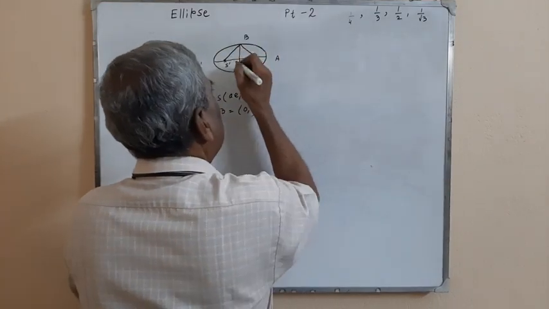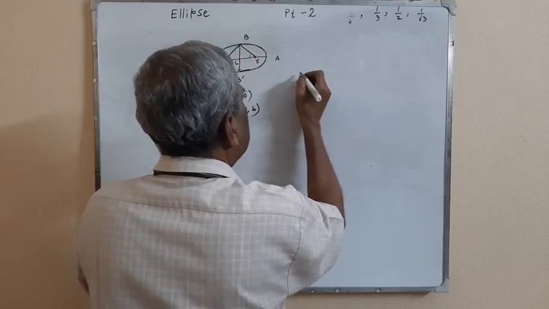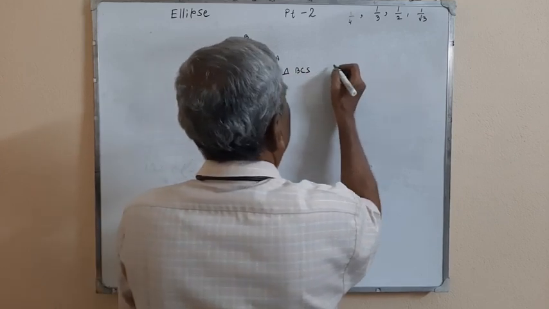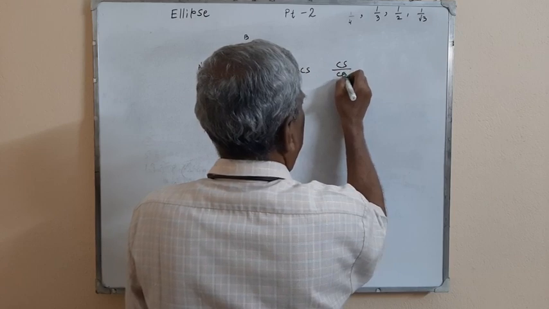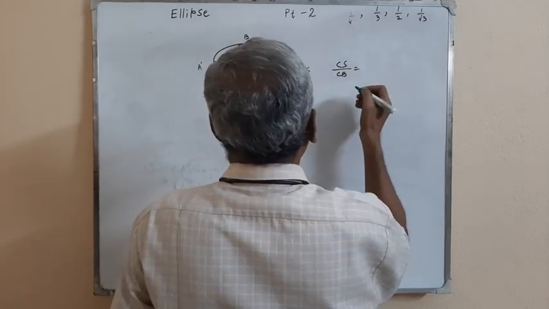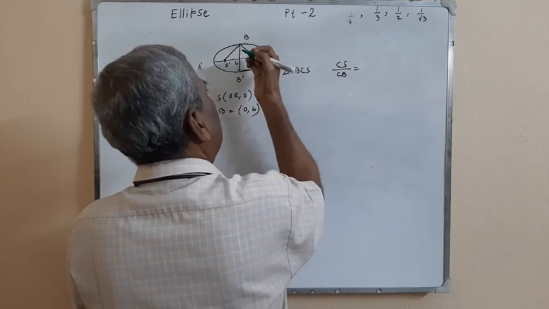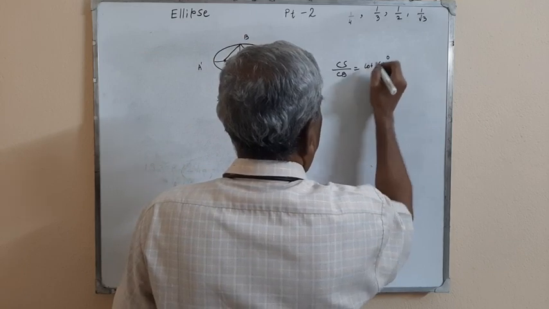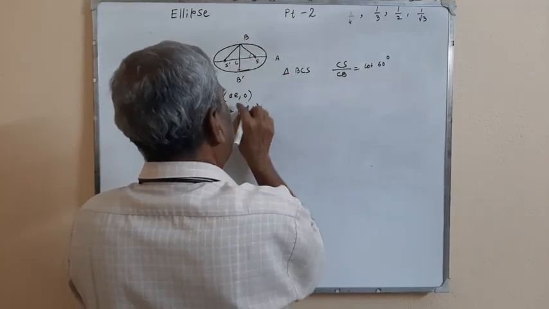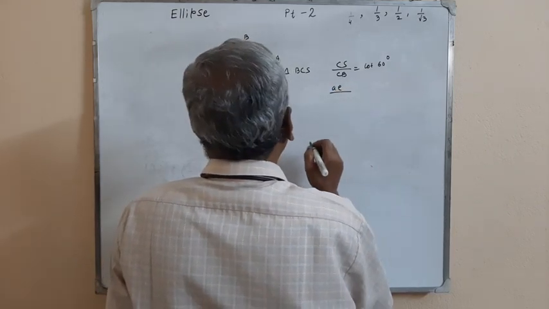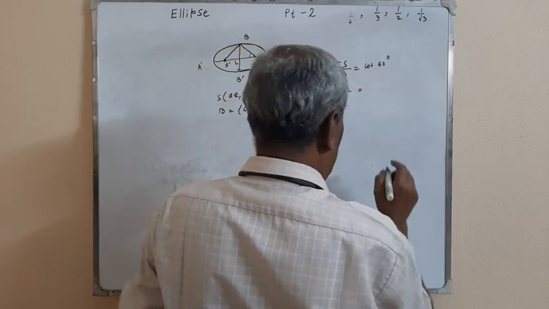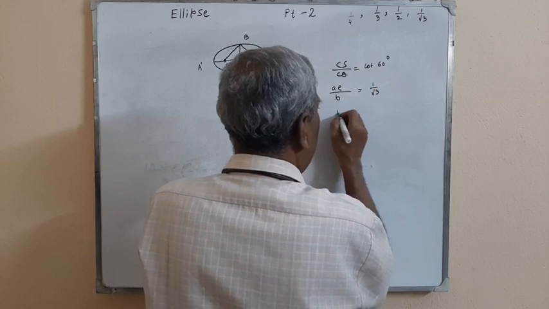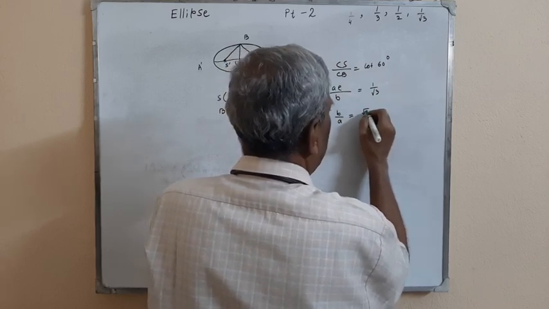So from triangle BCS, CS by CB, base divided by height, is equal to cot 60 degrees. CS, center to S, is AE, and CB is B, so this is equal to cot 60 degrees, which is 1 by root 3. That is, B by A is equal to root 3 E.